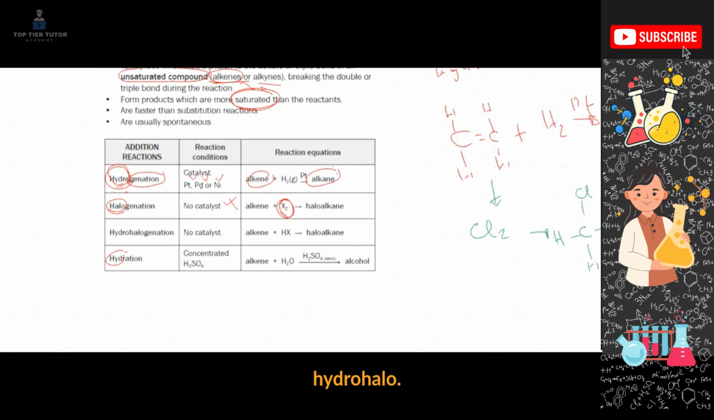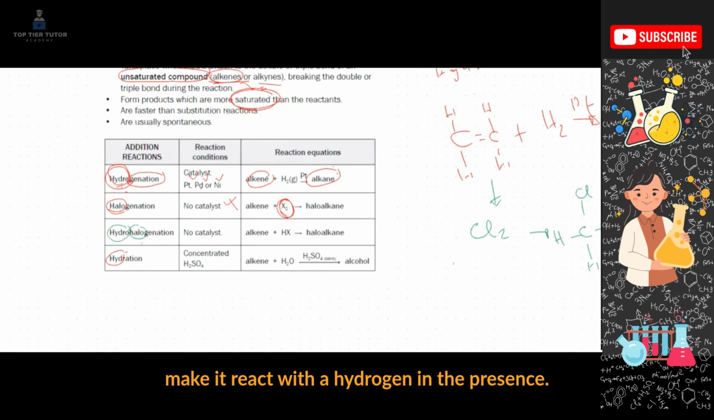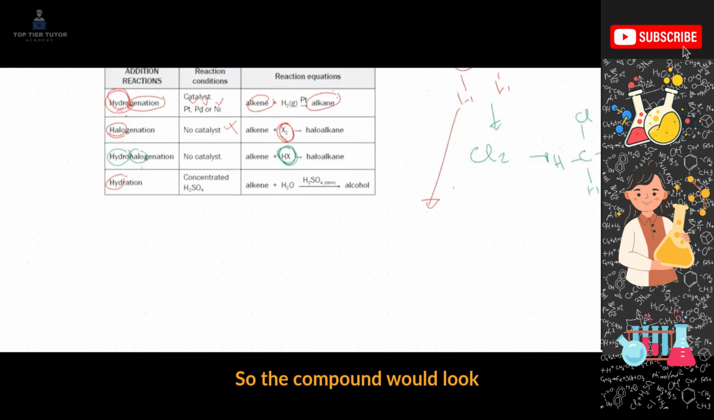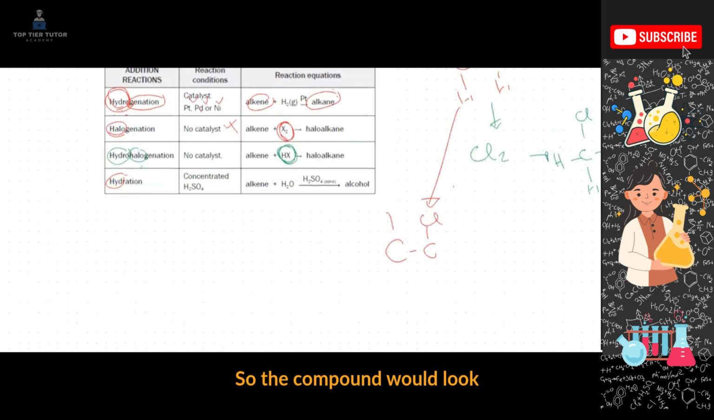Then we have hydro, halo. So now we can actually have a single substitution if we make it react with a hydrogen halide. That's why we use a hydrogen halide, so that when we substitute, we now get a single substitution instead of a double substitution of our halogen. So the compound would look like this, where the extra hydrogen and halogen comes from the hydrogen halide.